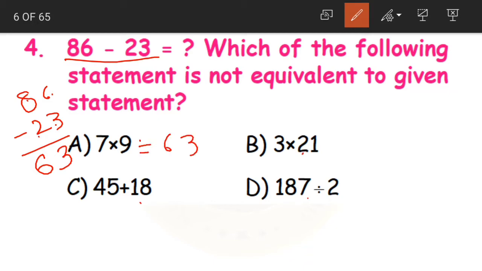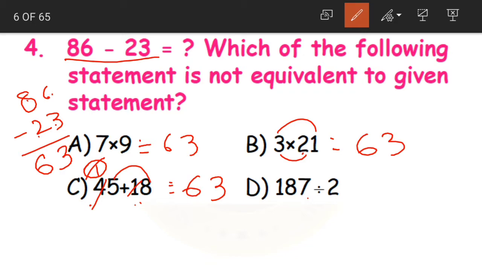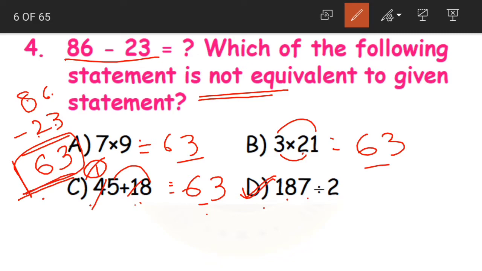Now let us find out the values of our options here. 7 9s are 63. 3 1s are 3. 3 2s are 6. 45 plus 18. 8 plus 5, 13. 3 here, 1 carried. 1 plus 4, 5. 5 plus 1, 6. Clear children? Now if you see option A, B, C all have 63 as their answers. So even without checking we can say that option D will not be equal to 63. But again let us solve and see.